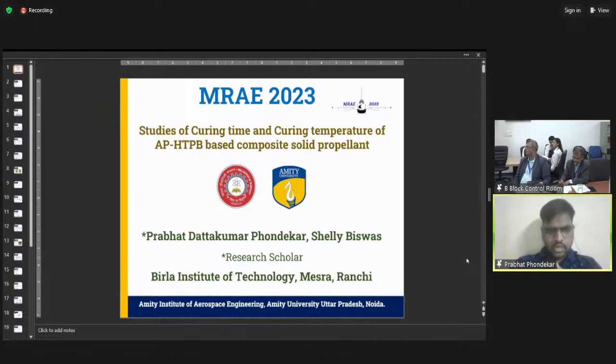I'll start now. My name is Prabhat Dattakumar Fondekar. Currently, I am working as a research scholar in the Birla Institute of Technology in the specialization of rocket propulsion. My study is Studies of Curing Time and Curing Temperature of the AP-HTPB. AP means ammonium perchlorate and HTPB is the most commonly used fuel binder, hydroxyl terminated polybutadiene, in composite solid propellant.